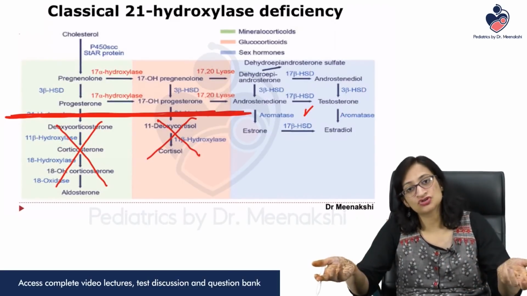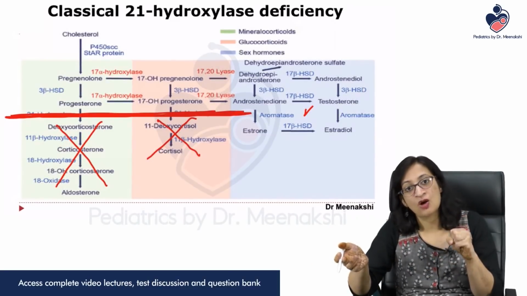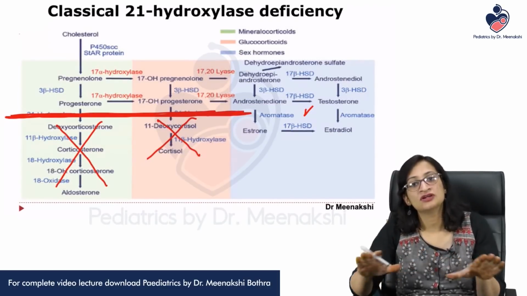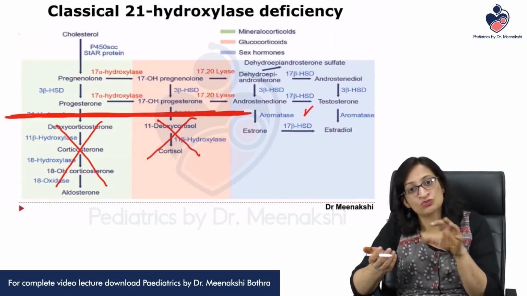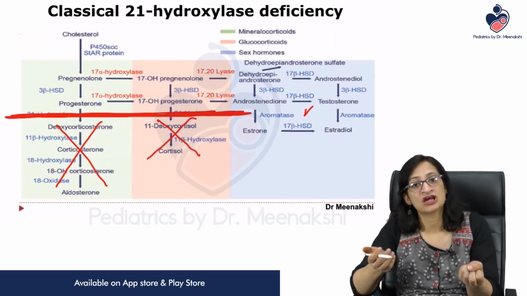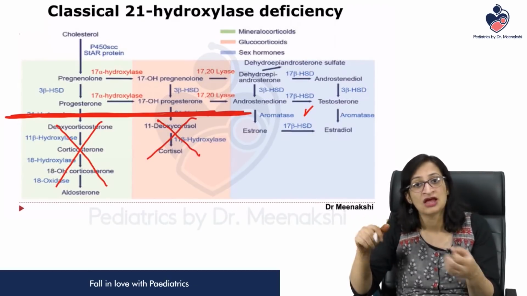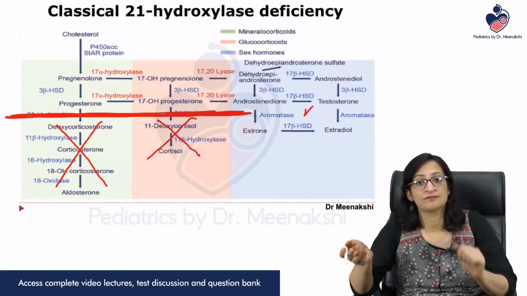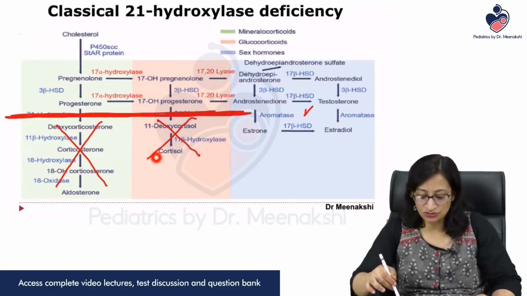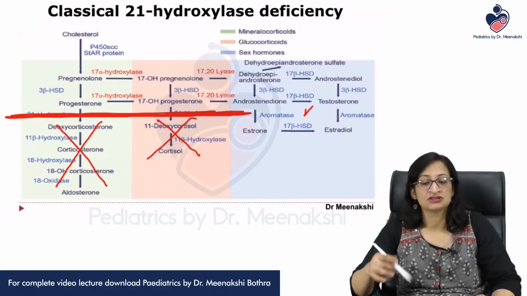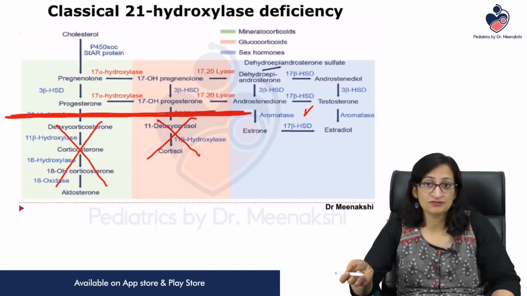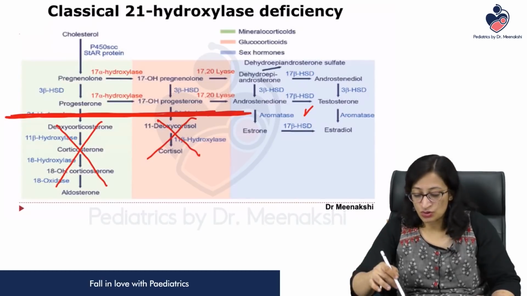What is the function of aldosterone? Absorb sodium and water, excrete potassium. With no mineralocorticoid, sodium and water cannot get absorbed. So the child will have salt wasting, dehydration, and potassium cannot get excreted, so hyperkalemia. Again, what will happen due to glucocorticoid deficiency? The child can have shock, hypoglycemia.